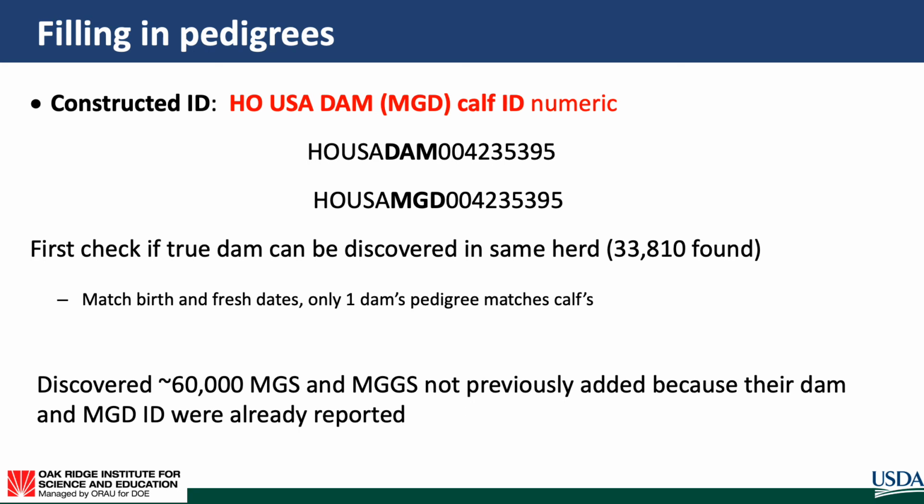Always, before creating a virtual ID, the first step is to check if the true dam can be discovered in the same herd, and we found almost 34,000 of those. We also found around 60,000 grandsires and great-grandsires which were not previously added because their dam and maternal grand dam IDs were already reported.